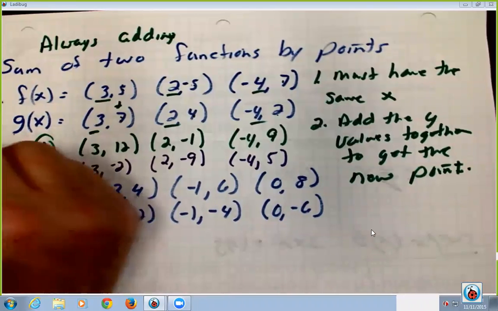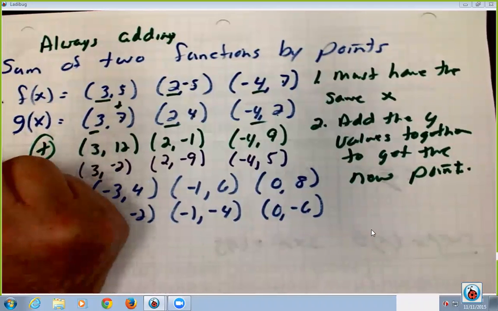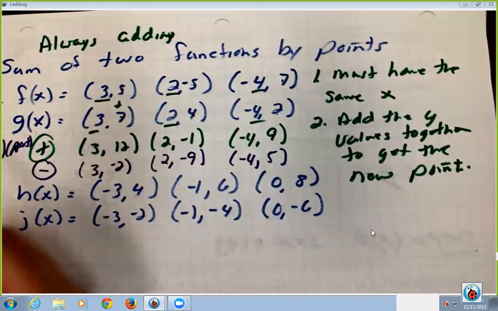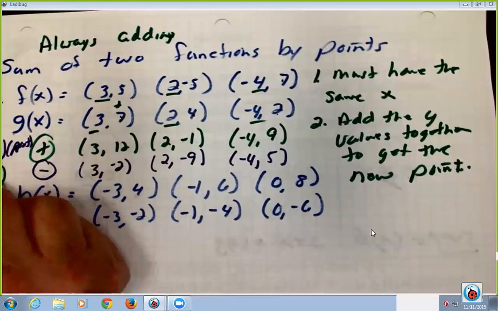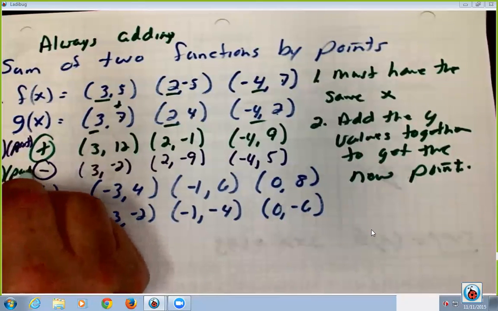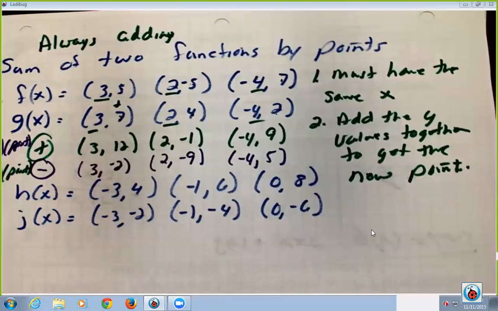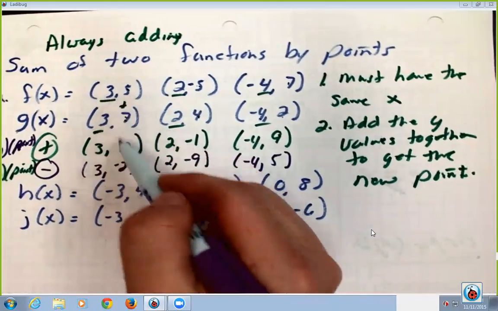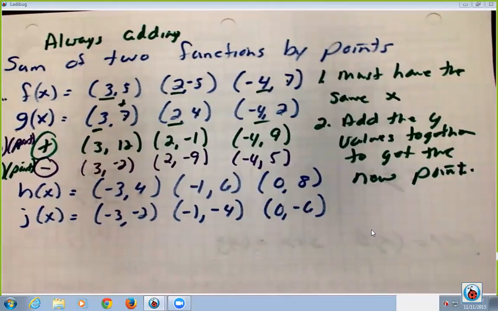So in this case, this first one was f plus g at a point. The second one was f minus g at a point. So we had points and relationships to those. Does that make sense? Hopefully. Okay. So again, don't add the 3s. You don't come up with 6. You come up with just adding the y's together. And so you end up with a new relationship there.